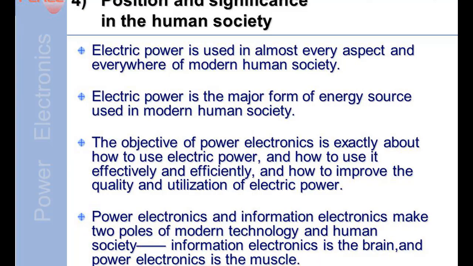Position and significance in human society. Electric power is used in almost every aspect and everywhere of modern human society. Electric power is the major form of energy source used in modern human society. The objective of power electronics is exactly about how to use electric power, and how to use it effectively and efficiently, and how to improve the quality and utilization of electric power. Power electronics and information electronics make two poles of modern technology in human society. Information electronics is the brain, and power electronics is the muscle.